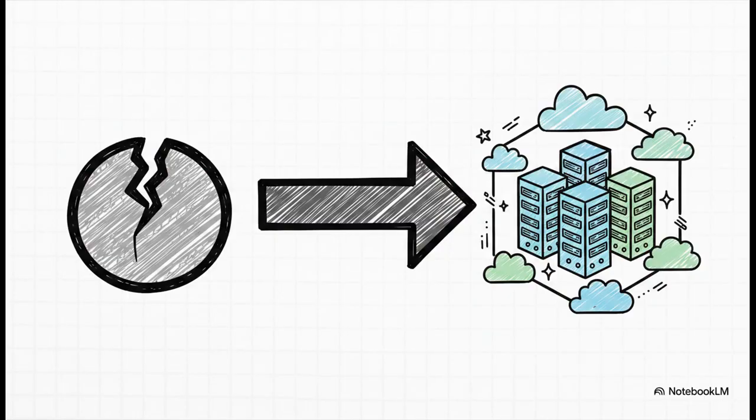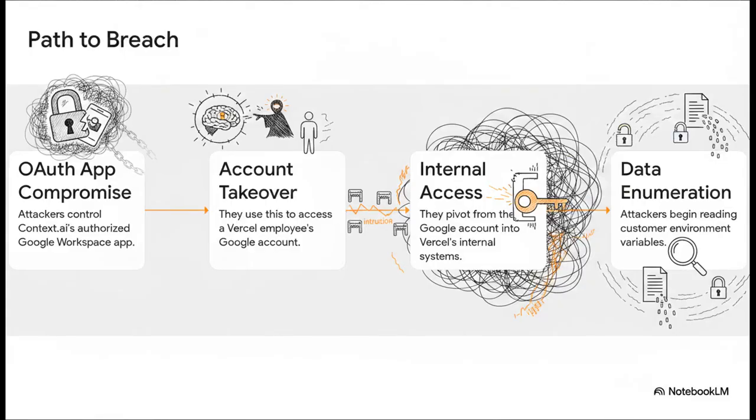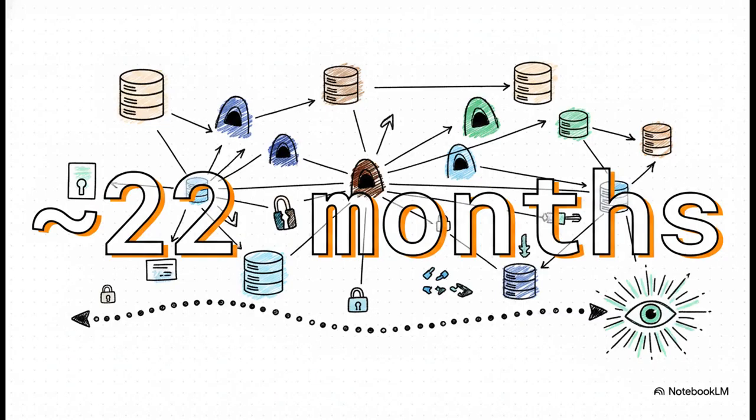So how does a breach at one company turn into a major incident at Vercel? Well, using that app, attackers hijacked a Vercel employee's account and just walked right into their network. And get this, attackers were inside Vercel's network for almost 2 years before anyone even knew.